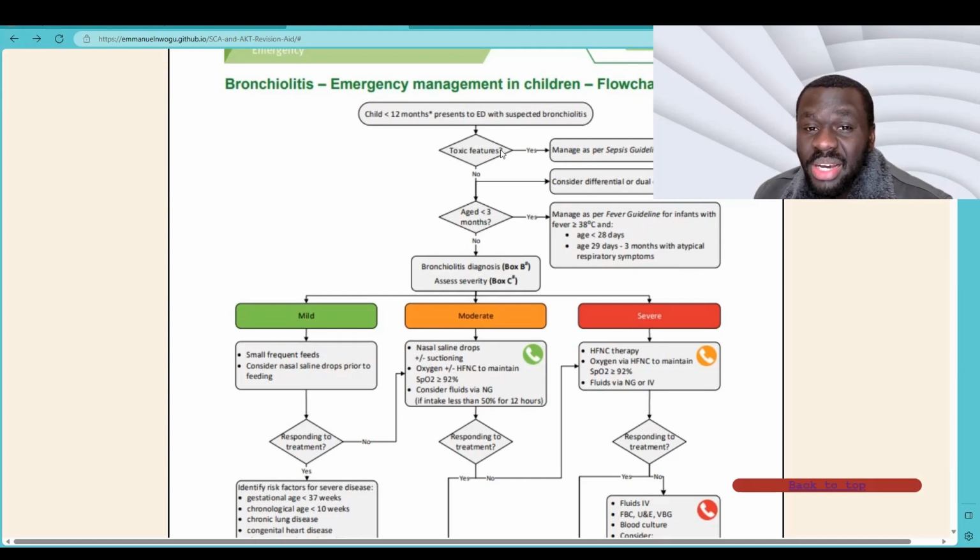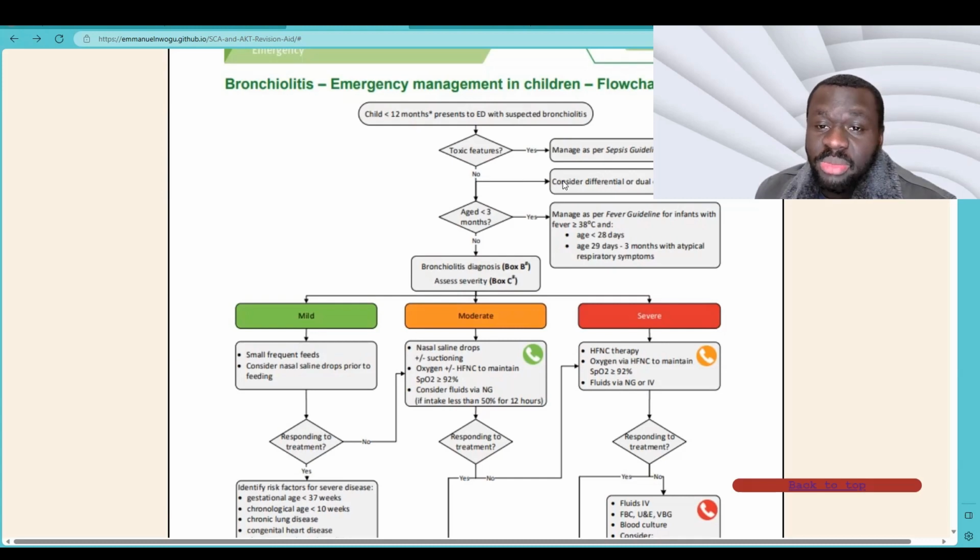low blood pressure, tachycardia, someone having a heart rate greater than 150 or 160 depending on age, and respiratory rate. So, okay, very likely toxic features. So you have to initiate the sepsis protocol, which is essentially intravenous antibiotics at that stage. The child is so unwell.